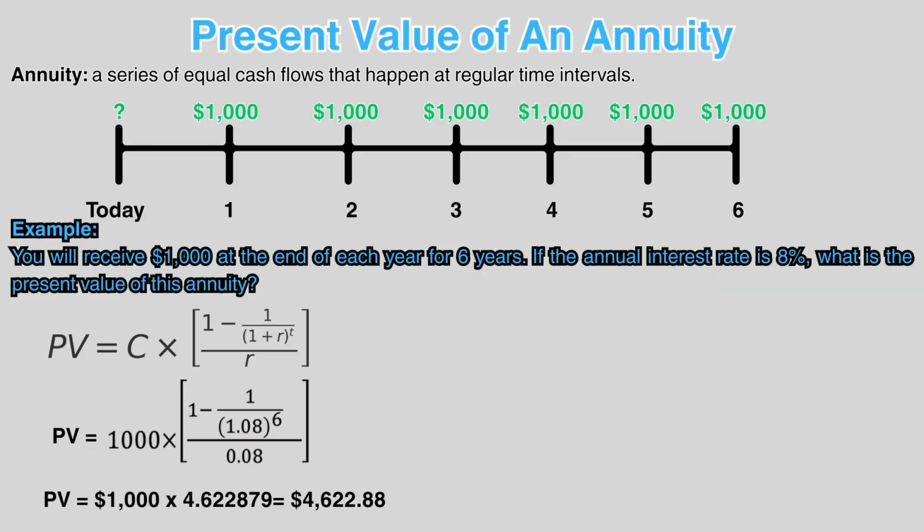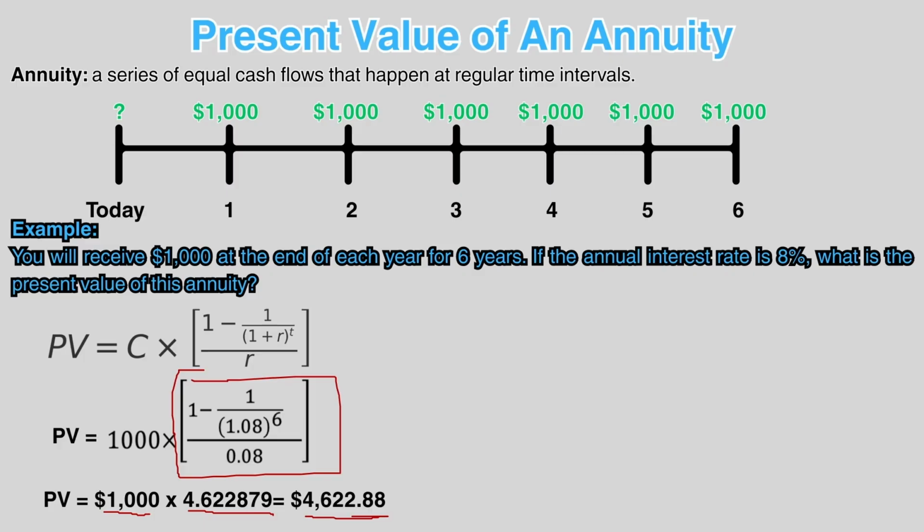And when you solve this part of the equation, this big bracket right here, you come up with an answer for this part of 4.622879. And all we have to do now is multiply that by our C, or by 1,000. So the present value of this annuity is $4,622.88. And you'll notice that is the exact same answer that we got in the first part of this question, using the other longer way. Showcasing that both of them will get you the same answer.